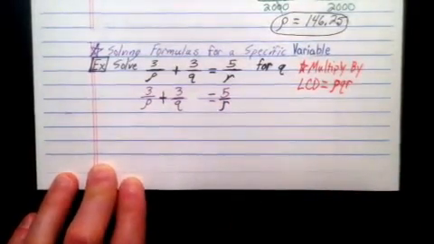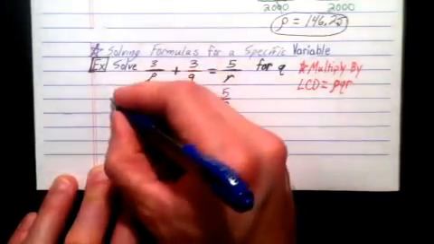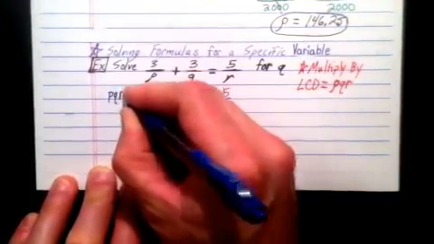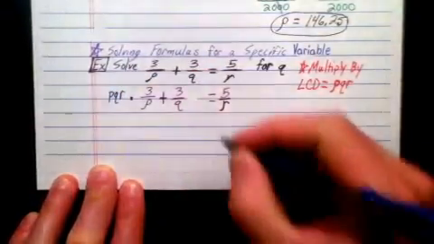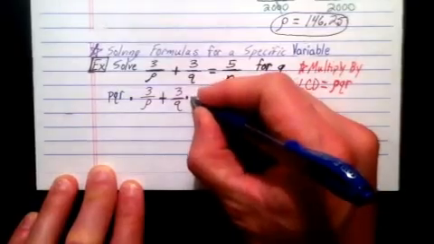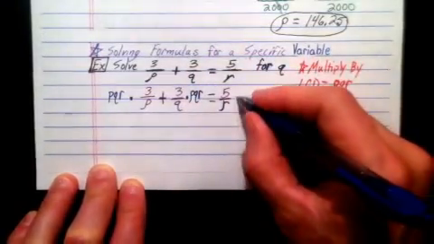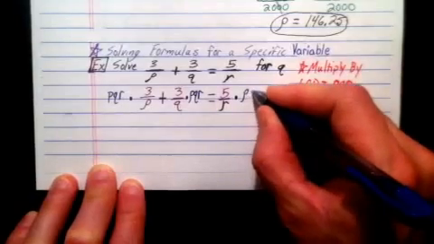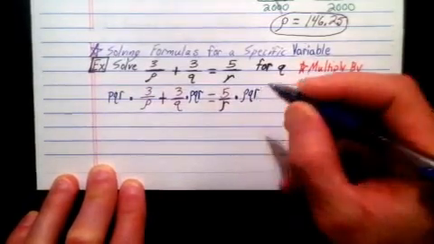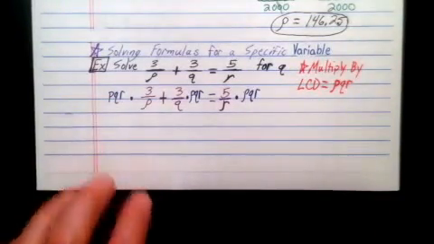Now we need to come through and multiply by our LCD. So PQR times that first fraction. PQR times the second fraction. And PQR times the third fraction.